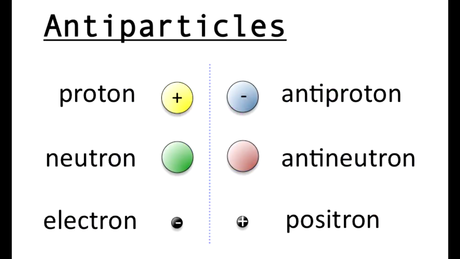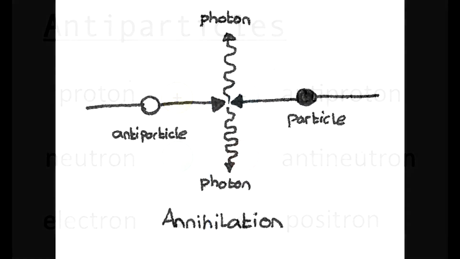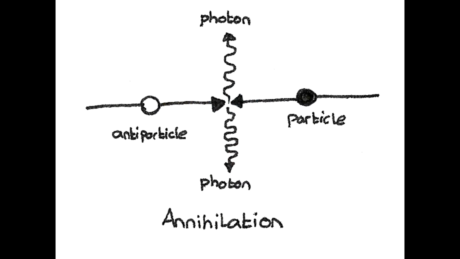An antiparticle has the same mass and rest energy as a particle, but it has an opposite charge and spins in the opposite direction. Annihilation is caused when an antiparticle and a particle collide. This in turn releases two photons, and the energy of each photon is equal to the rest energy of the particle itself, and in this process all the mass is converted into photons.